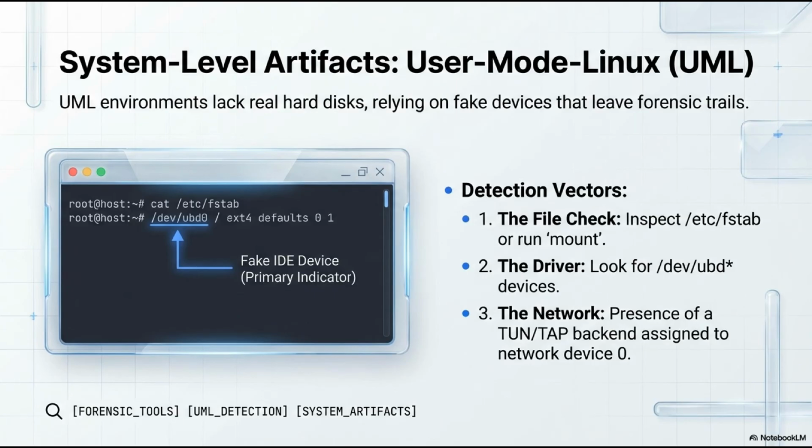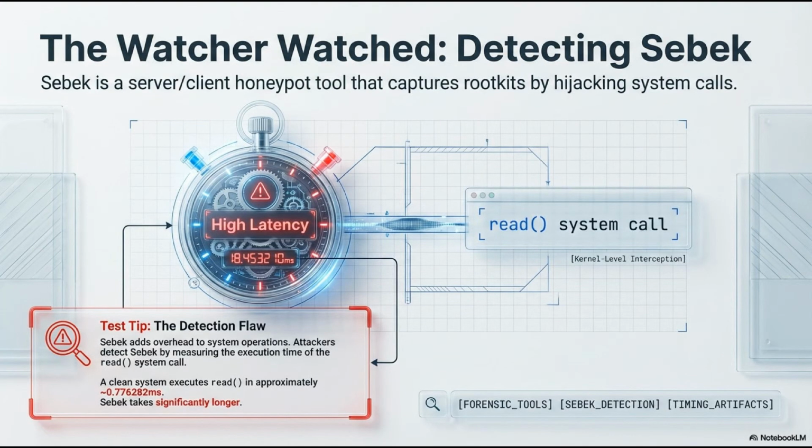Okay, slide 8. The watcher watched. We're talking about a tool called Sebek. Sebek is fascinating. It's a tool defenders install on high-interaction honeypots to capture rootkits. Even if the attacker uses SSH to encrypt what they're typing, Sebek hijacks the system calls to see the data before it gets encrypted. It's like reading the letter before it goes into the envelope.